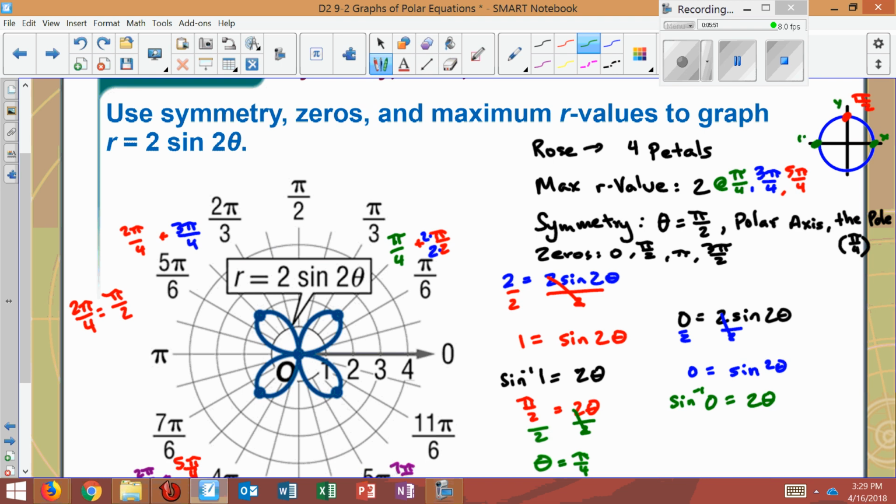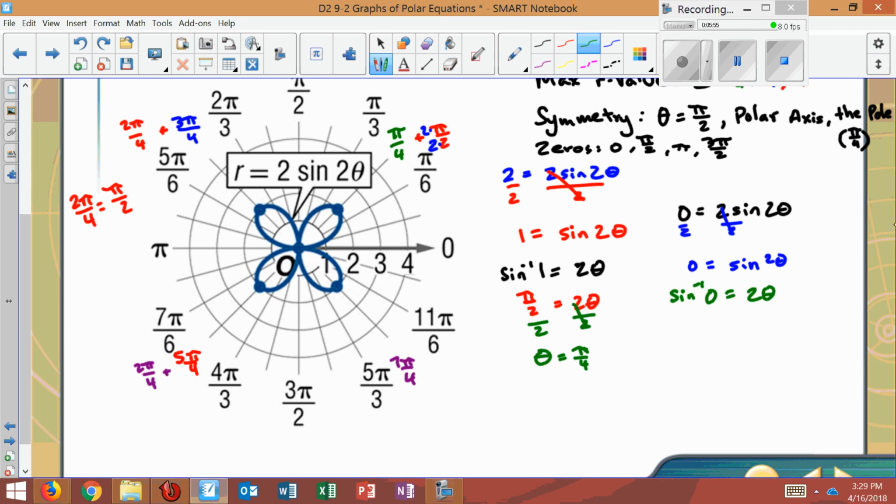So what are these spots? This is pi and 0. So we have two different answers to work with here. We either have 0 equals 2 theta, or we have pi equals 2 theta. Both of them need to be divided by 2. And I find out that I have 0 and I have pi over 2. Those are my first two.